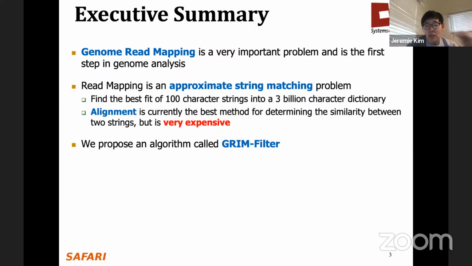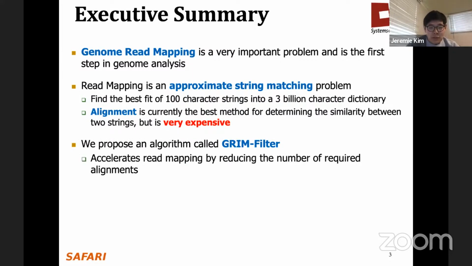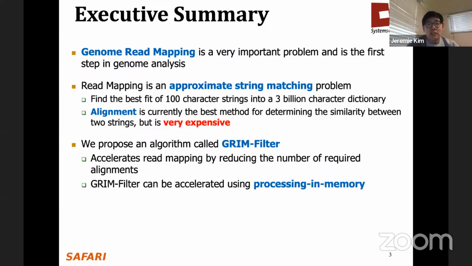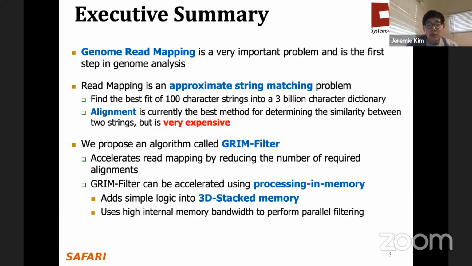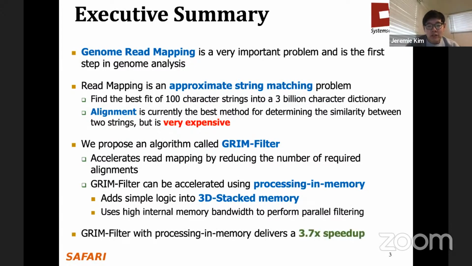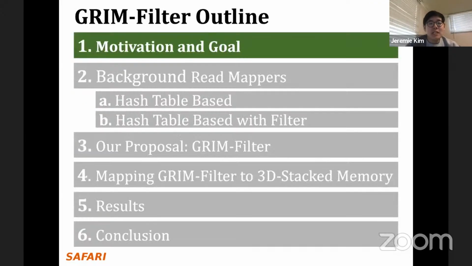And so we propose an algorithm called GRIM filter, which accelerates the read mapping process by reducing the number of required alignments. And we design GRIM filter such that it's able to be easily accelerated using processing in memory, which is a technology that basically adds simple logic into a 3D stacked memory. And it has high internal memory bandwidth and enables performing parallel filtering. So with processing in memory, GRIM filter is able to deliver up to a 3.7x speed up. I'll first begin with the motivation and goal. And this is basically the outline of the talk that I'll be giving.